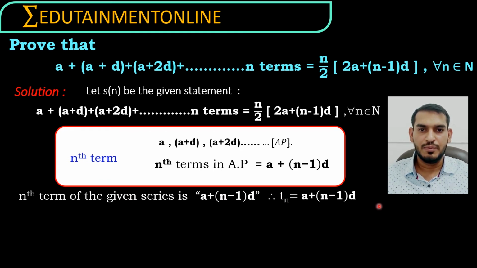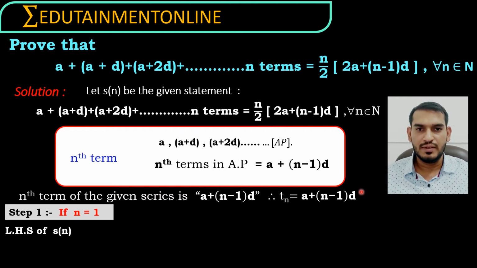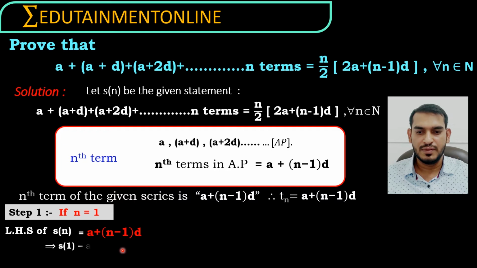So in the first step, we will prove that S of 1 is true. To do that, we have to substitute 1 in place of n. Tn is a plus n minus 1 into d, which means a plus 1 minus 1 into d. So a plus 0 into d is a. So the LHS is a.